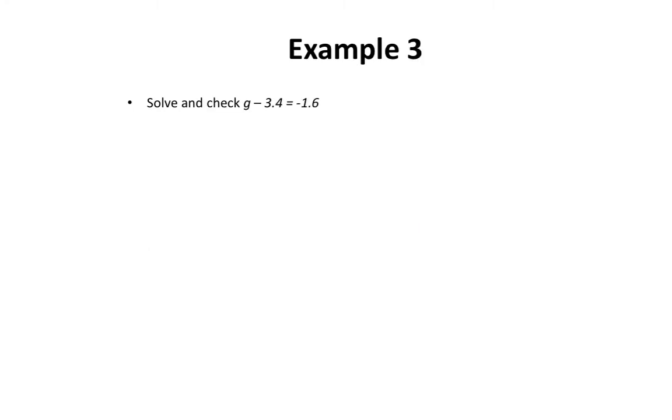In our last example, we want to solve and check g minus 3.4 equals negative 1.6. The first thing you want to do is rewrite the question. Next, we want to simplify the left side of the equation and the right side of the equation. Since everything on the left side of the equation are unlike terms, we're going to leave them as is. And since negative 1.6 is all by itself, we're going to leave that as well.